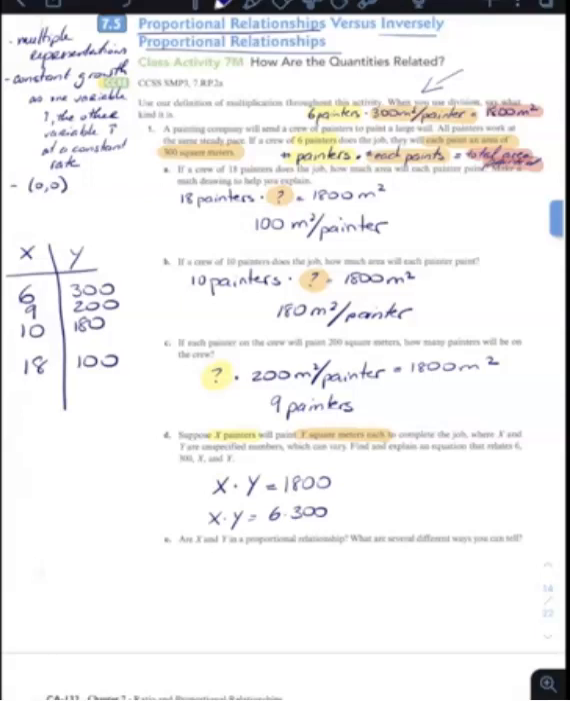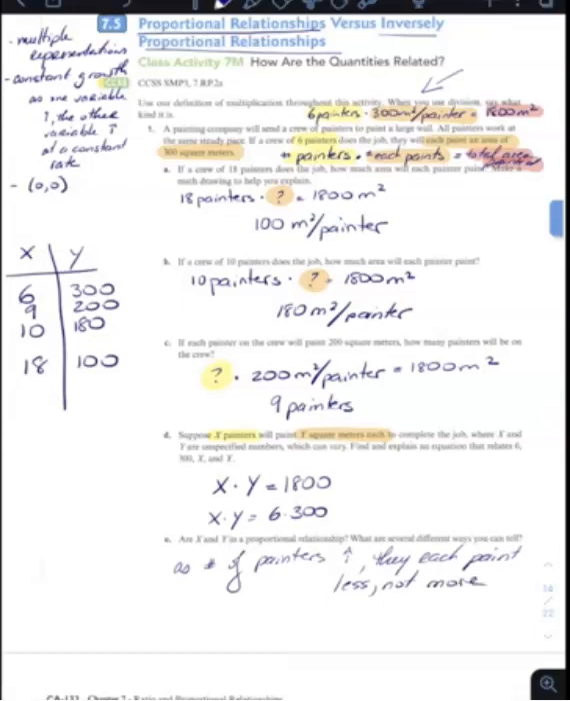As X increases, does Y also increase? As you have more painters, do they have to paint more each? No. As number of painters increases, they each paint less, not more.